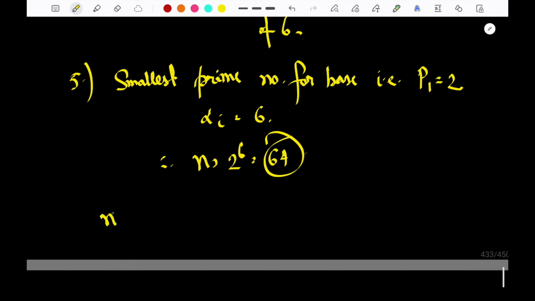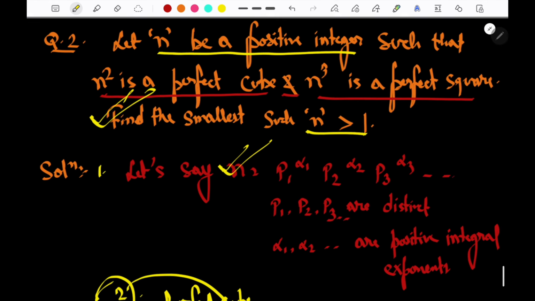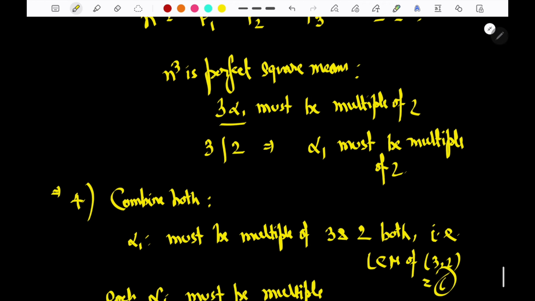Why? When we take n square, how much will it be? 2 to the power 12, which is a perfect cube, and n cube means 2 to the power 18, which is a multiple of 2, so a perfect square, done. Superb, a good question. So this will become 64. Amazing. Now next question.